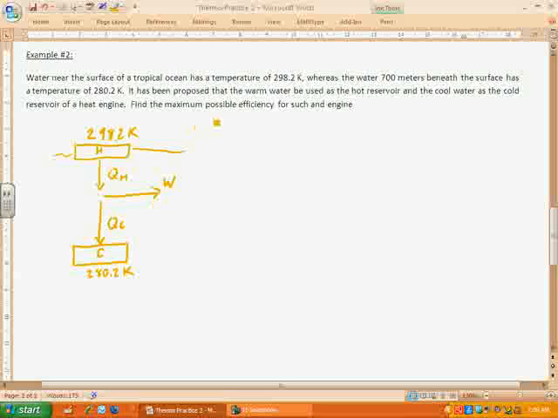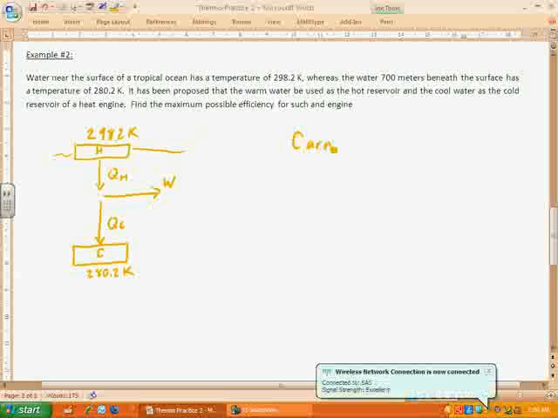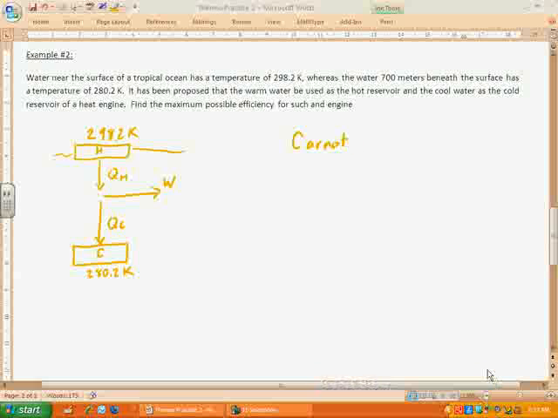Now the question asks for the maximum possible efficiency. We talked about in class that a Carnot engine is the most efficient engine that you can have. Part of that is because of the specific process of the adiabatic and isothermal processes that it goes through. But that's the best that we can get. So if we do that with our Carnot engine, we talked about in class also that we can have a maximum efficiency of that Carnot engine.